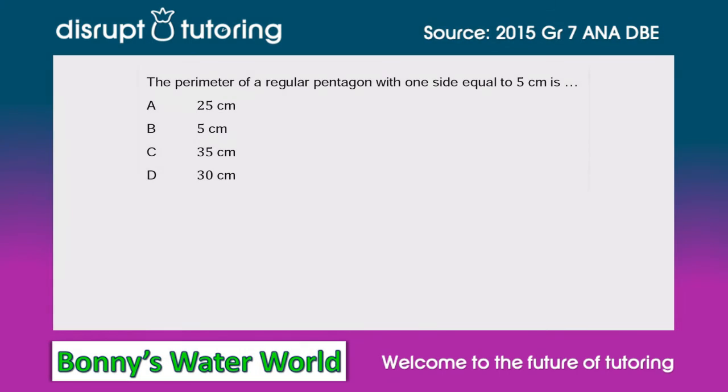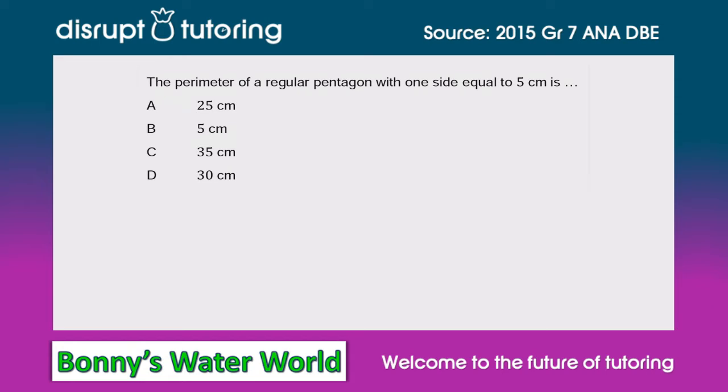Today we've got a question relating to measurement, and we're going to do something around perimeter. So the question says to us, the perimeter of a regular pentagon with one side equal to 5 centimeters. So they've given us a ton of information in there, and it's really important that you understand what they're saying. Otherwise, it's going to be very difficult to complete the question.